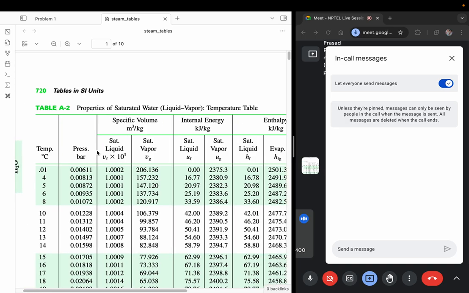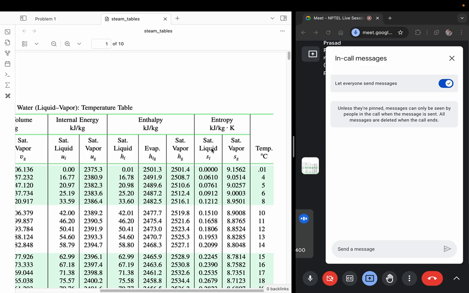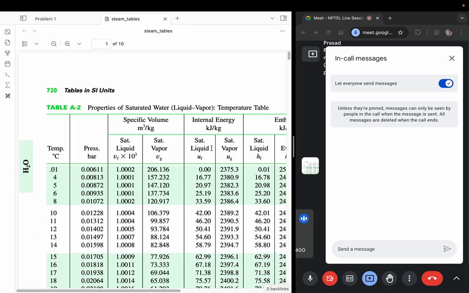In the temperature table, here is your saturation temperature and correspondingly that particular pressure. This is the liquid vapor. This is the specific volume for the saturated liquid, when it is completely saturated, and this is for the saturated vapor. Similarly, you have internal energy, enthalpy. We will come to entropy a little later. So this is one table.